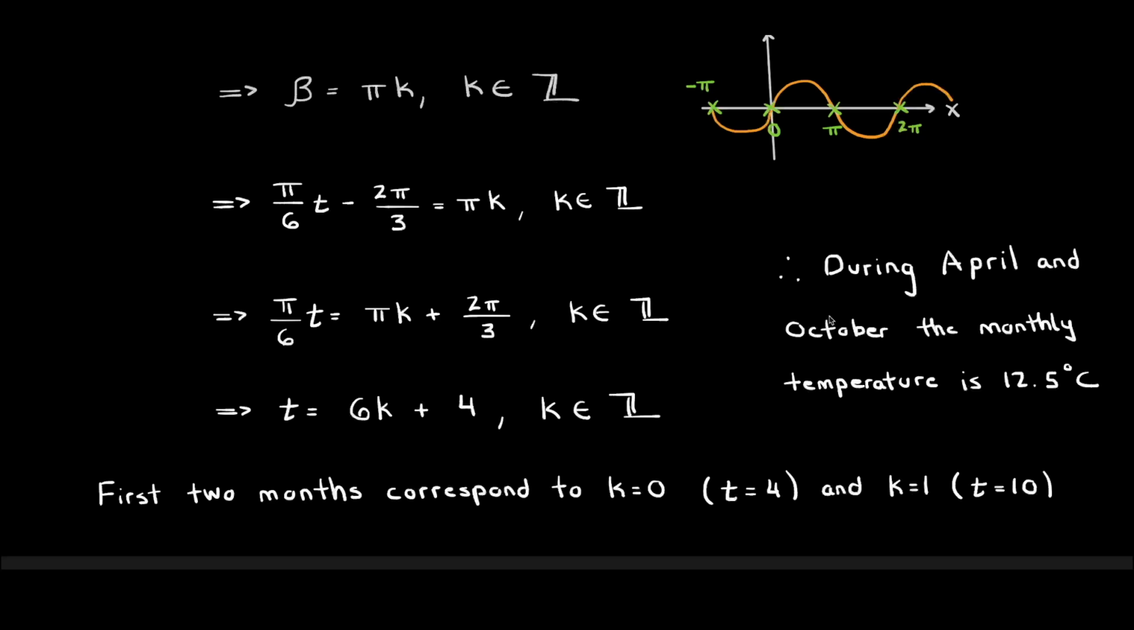And so therefore, since the first month is January, the 4th month is going to be April, and the 10th month is going to be October.